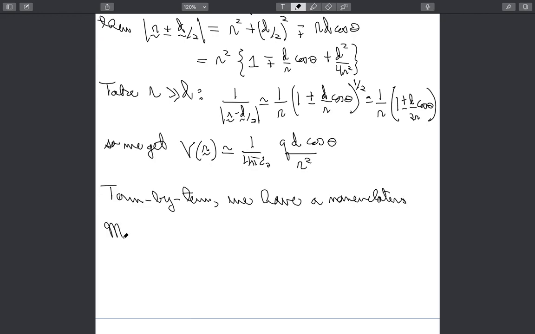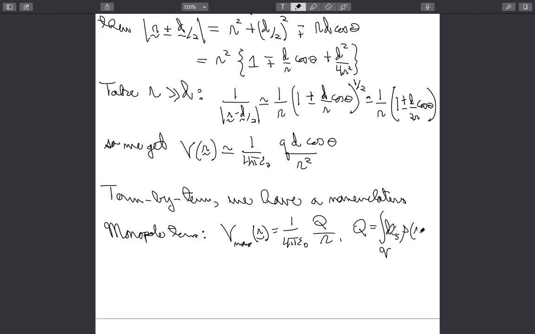So we have the monopole term, V mono of R, which is 1 over 4 pi epsilon 0 Q over R, where Q is just the total charge. So it's going to be the integral over your volume of source charges, just the density of the charges.